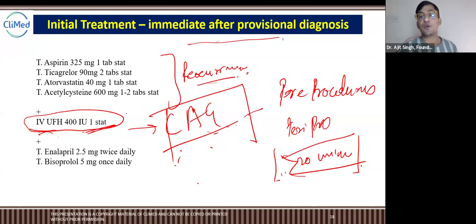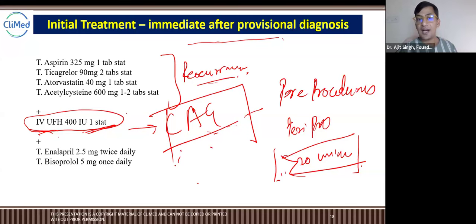To maintain the proper blood flow or to prevent clotting during the procedure. This is called a pre-procedural or peri-procedural prophylactic drug. Understand? Pre-procedural or peri-procedural. Peri-procedural means during the procedure. When we give those drugs, that is called prophylaxis.